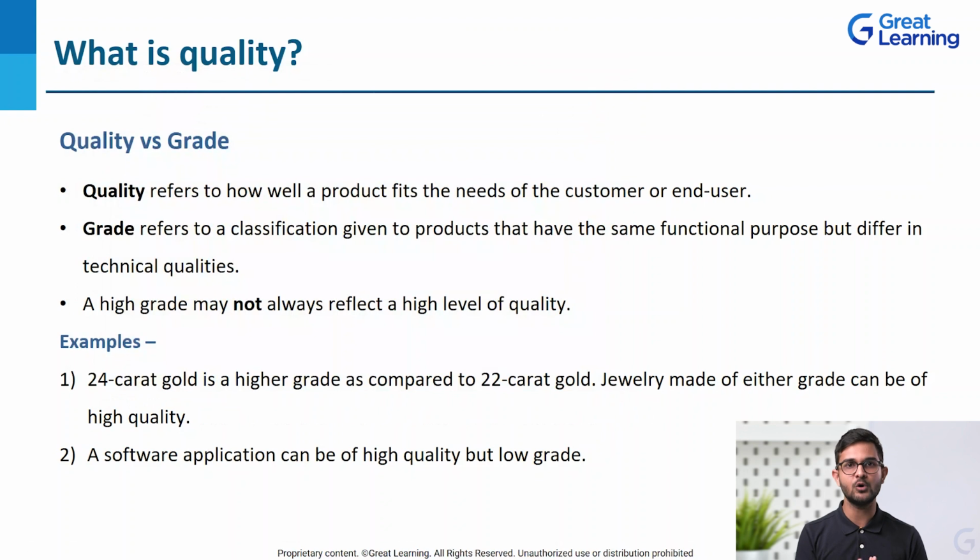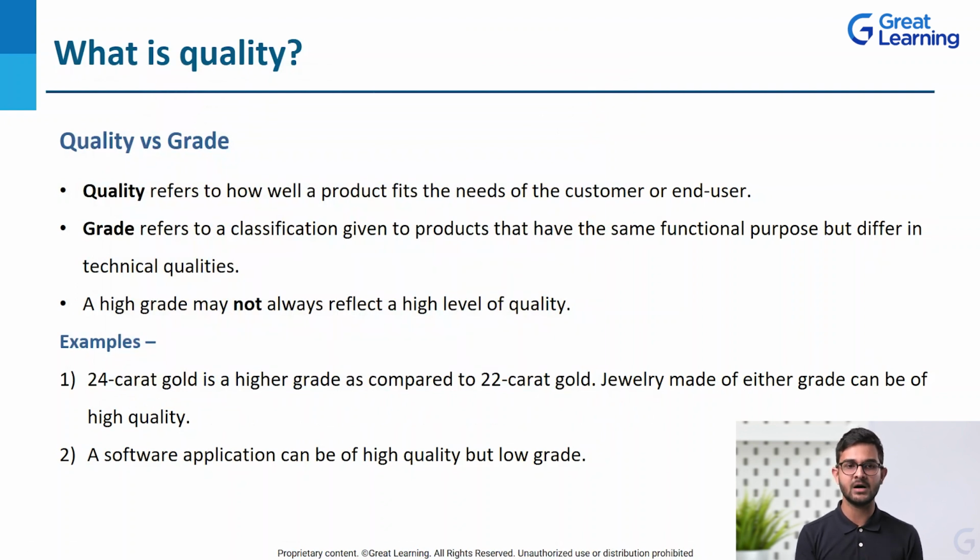If I give you two options, which one of these two will have the higher grade, 24 karat or 22 karat? You'll say 24 karat. But does that mean that we can say the quality of 24 karat is good? No. If you make jewelry of both these grades, the quality can be good for either of them. It does not depend on the grade. It is simply dependent upon to what extent it has met the requirements and expectations of the customers or end users. So you don't have to confuse the two terms, quality and grade. A high grade may not always reflect a high level of quality. That is extremely important to understand.